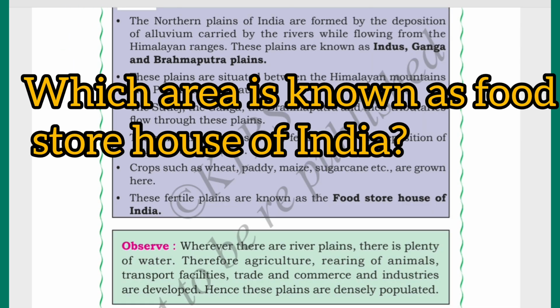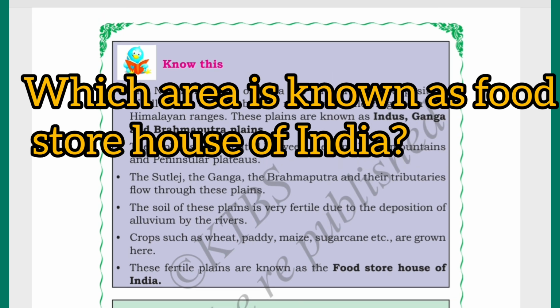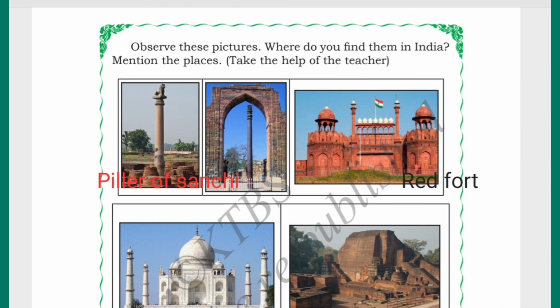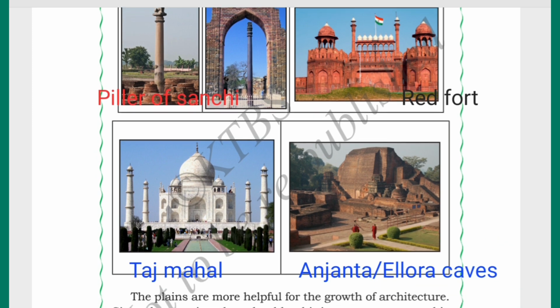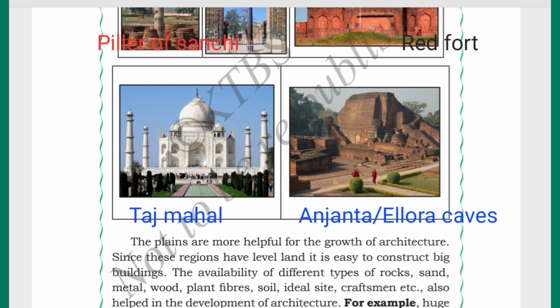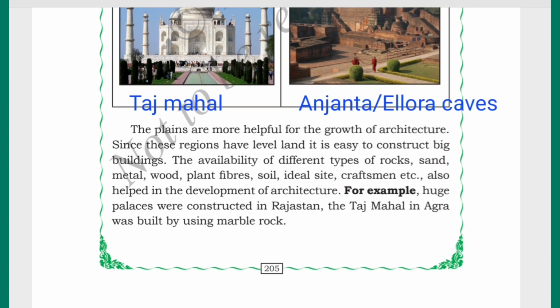Which area is known as the food storehouse of India? That is the northern plains. Observe these pictures. Where do you find them in India? Mention the places. The first one is Pillar of Sanchi. Second one is Red Fort. Third one is Taj Mahal. And fourth one is cave temples of Ajanta and Ellora.